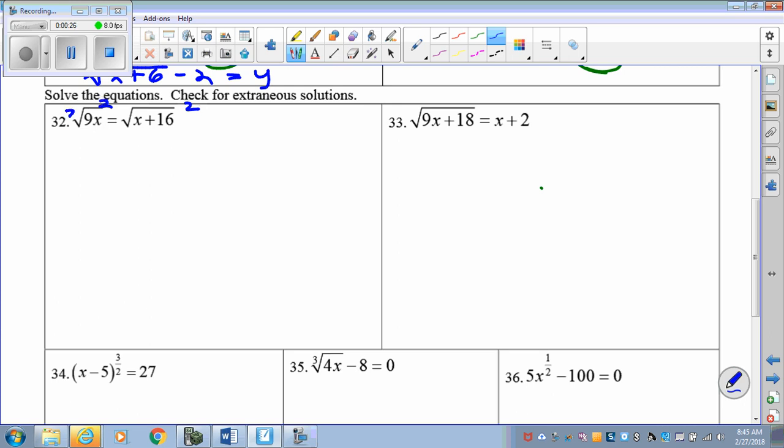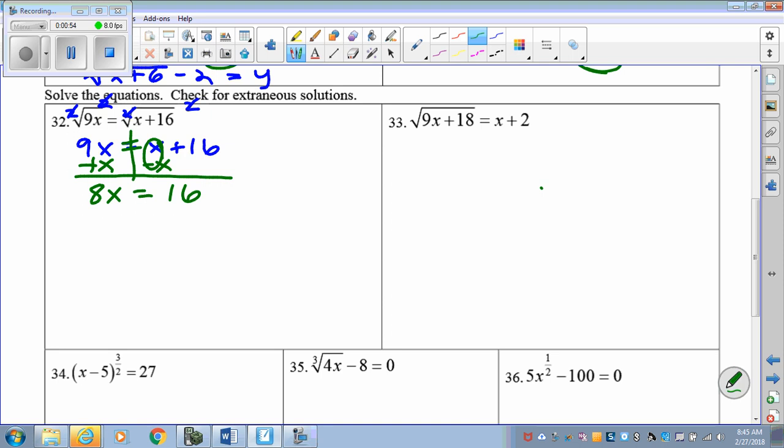So that's right, square root, so that goes away. I have 9x, and that's a square root, so that goes away. I have 9x equals x plus 16. Right? And then now my x's are on different sides of the equal sign, so I can't combine them. I need to get rid of one side of the x's. So I have 9 minus 1x is 8x. That's 0. And then 8x equals 16. And it's 8 times x, so I'm going to divide both sides by 8. And so I get x equals 2.